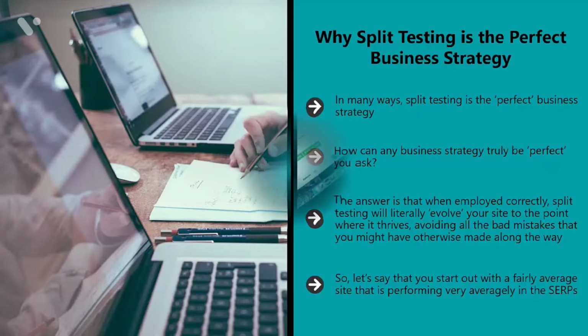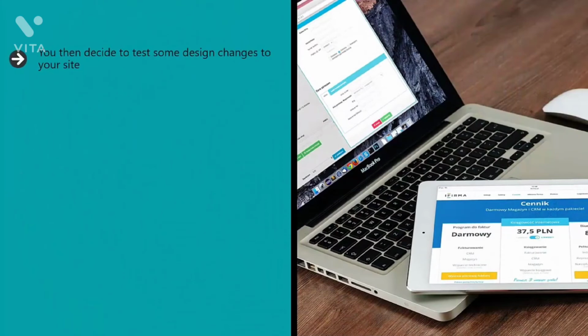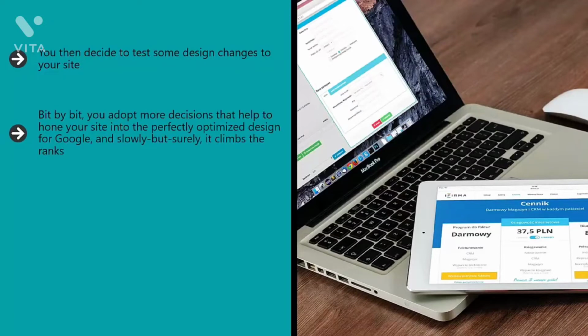This causes a bump in your position. You then decide to test some design changes to your site. Doing so convinces you that you should be using a slightly less busy and more modern layout. You therefore switch to a new theme for your WordPress site that looks great. Bit by bit, you adopt more decisions to help to hone your site into the perfectly optimized design for Google, and slowly but surely, it climbs the ranks.